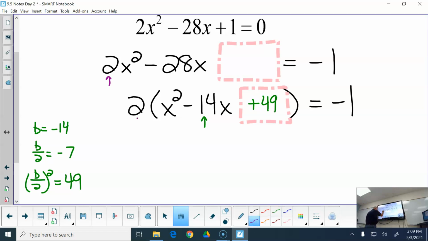However, that 49 is being controlled by this 2 out in front. So I'm really adding 98 because 2 times 49 is 98. Okay? So I'm going to have to add 98 to this side. I can't forget, I factored it out, but I'm adding it inside this set of parentheses right here. So I need to still have control by that coefficient. Okay?